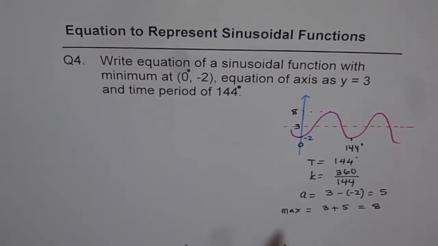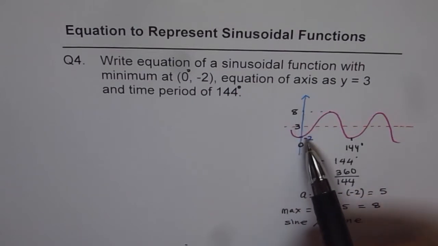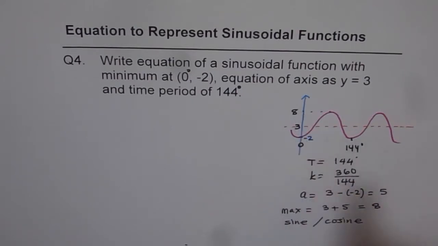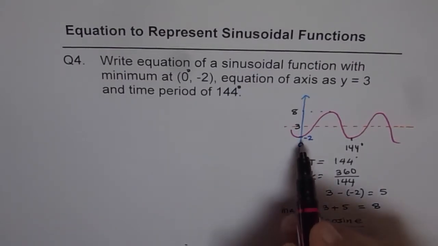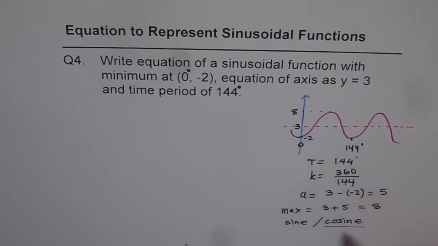Now with this, I think we got all the parameters which we need to write down our equation. The next important question is, should we write a sine or cosine function? Since we are starting with a maximum or a minimum, it's a good idea to write it as a cosine function. Why are we selecting cosine here? Since we are starting with a minimum. Normally a cosine function starts from a maximum. Now starting with a minimum means it is minus cos. That is what it means.